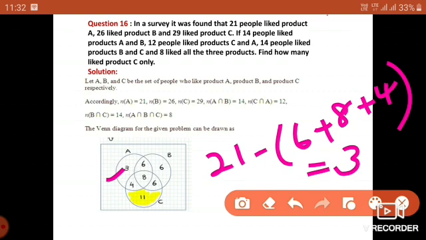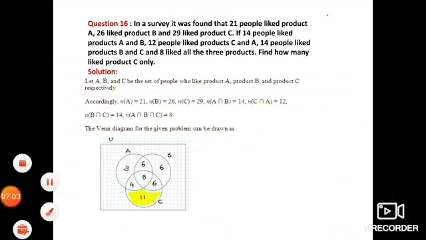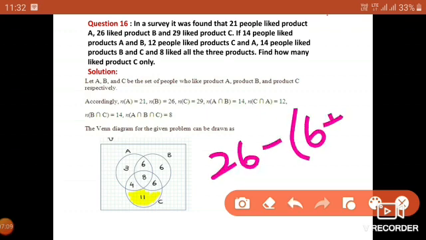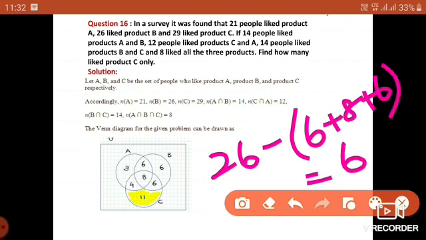Similarly, only B column is, how many people like B? 26 people. So 26 minus of 6 plus 8 plus 6. How much will you get? You will get the remaining as 6 that you are filling here.